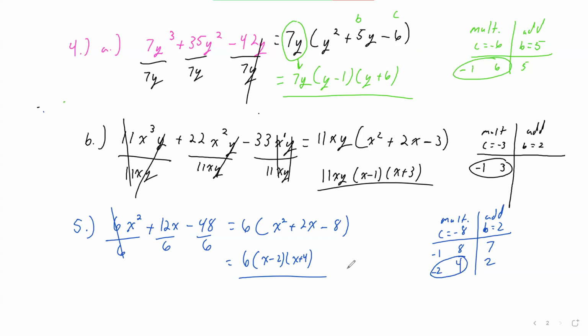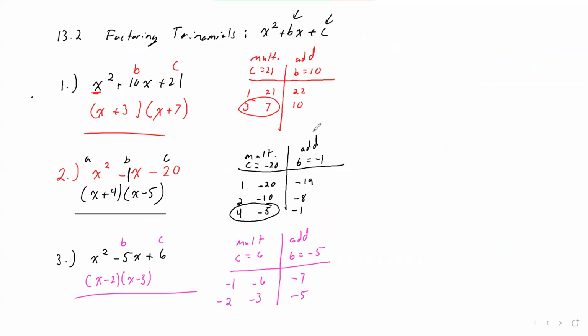All right, let's take another 5-minute break, and I'll get us ready for 13.3, which is the same thing. But now, what happens when there's an actual a, meaning there's a number in front of that x squared?